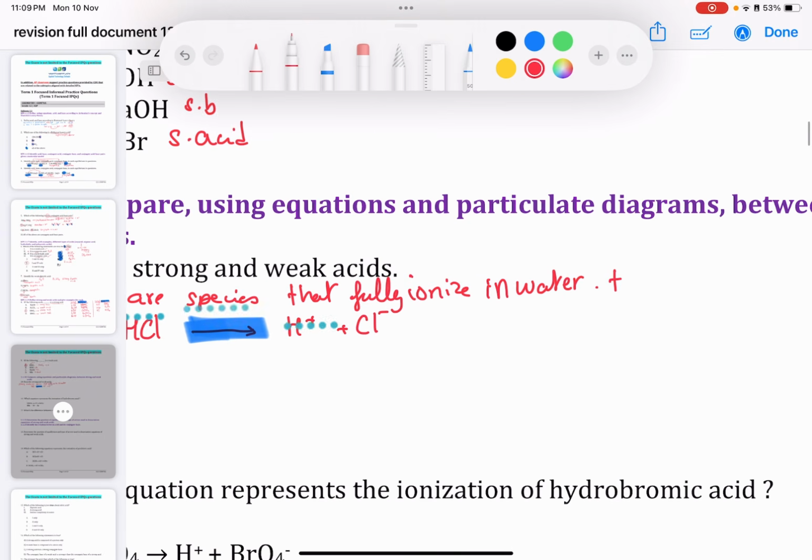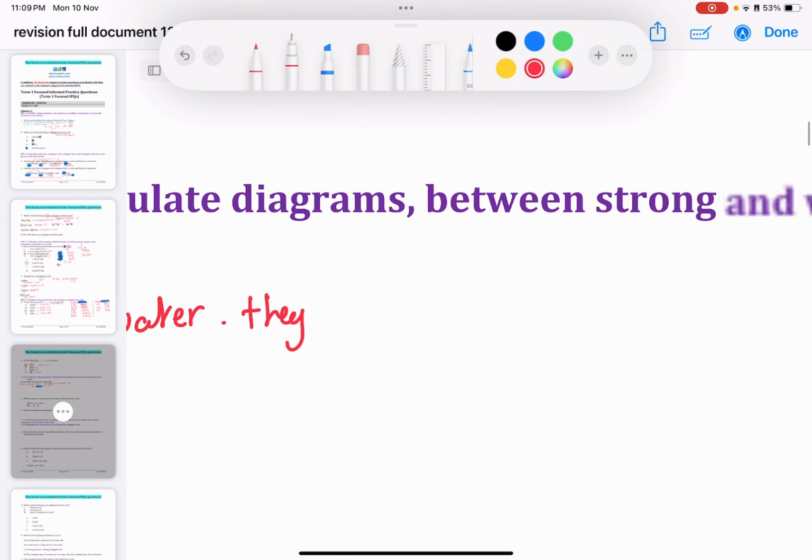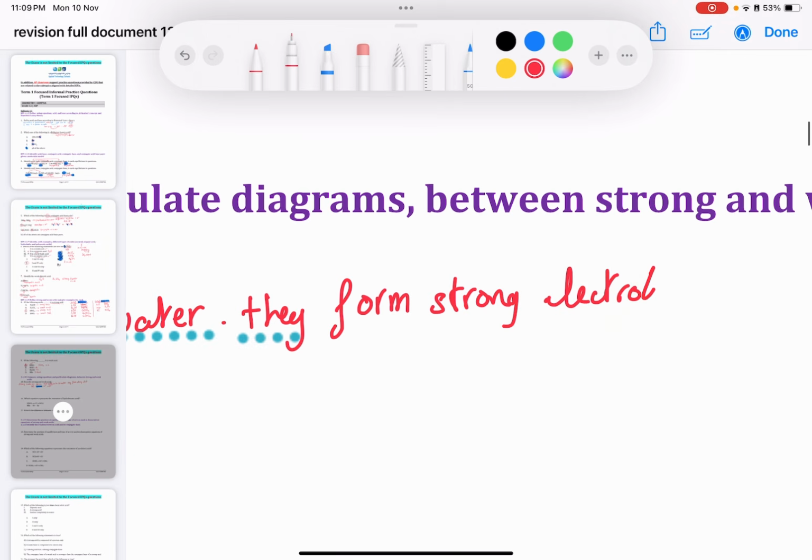They form strong electrolytes, and I mean by this that they are strong and good conductors of electricity, strong electrolytes, and their ionization Ka is very large.